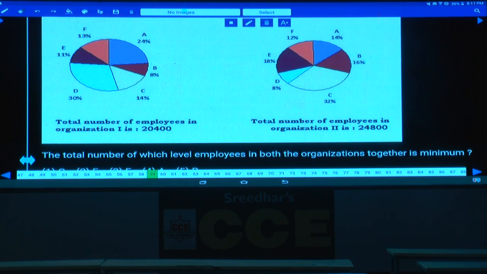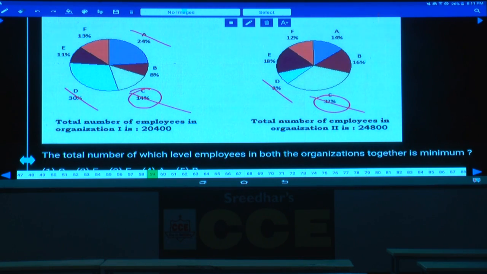Yes or no? Now, for A, how much you have? Both together, 30. And for B? So you can eliminate A, because for B, both numbers together you have 24. Yes or no? And for C you have? Eliminate, because you are expecting minimum number. Am I right? So C cannot be the one. And D? 38. So this cannot be the one.